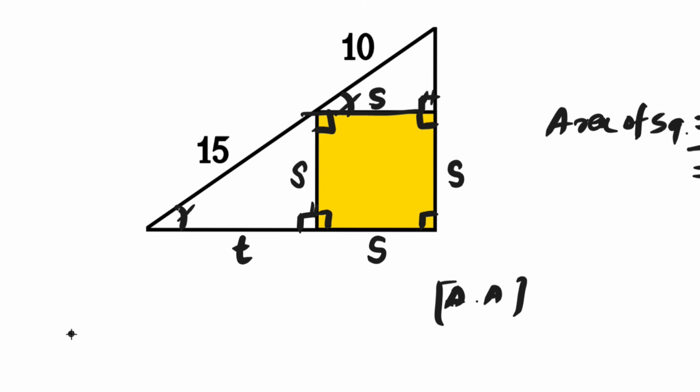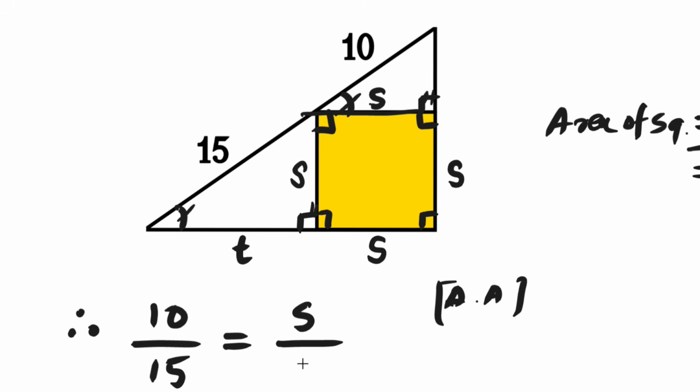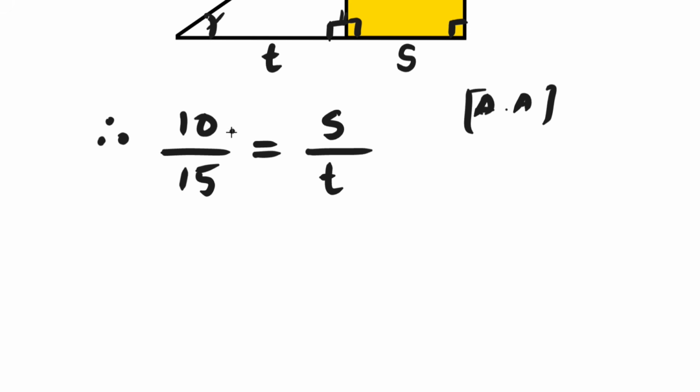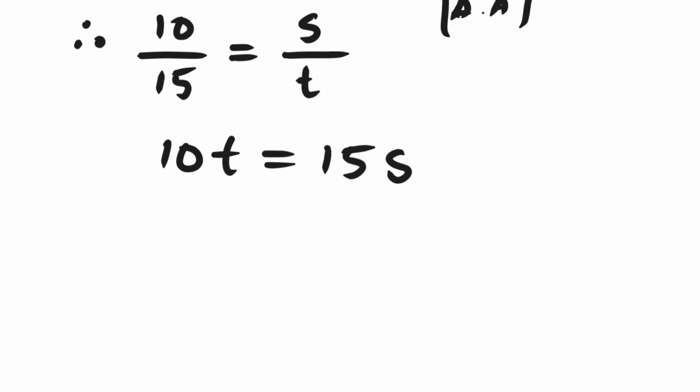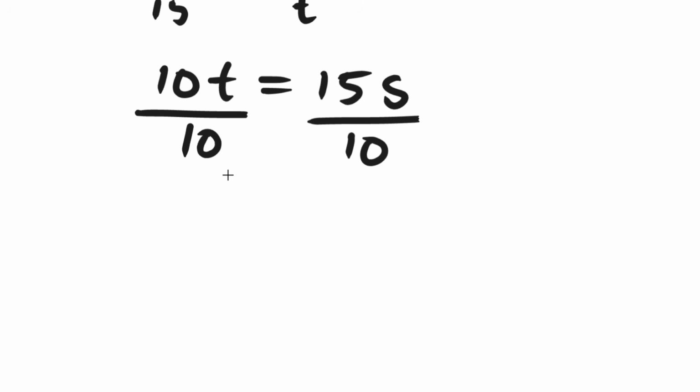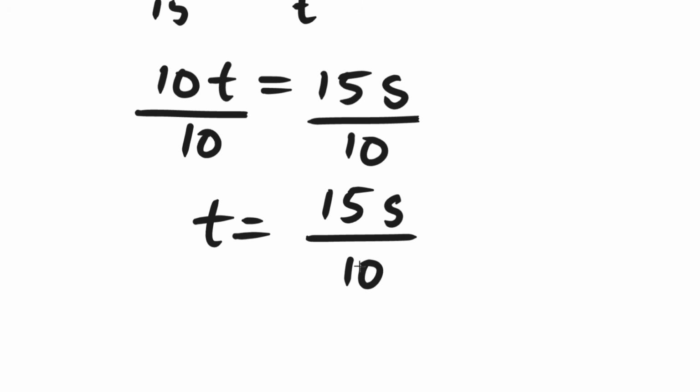Now let's use that property. The hypotenuse of the upper right triangle is 10 units, and the hypotenuse of the left triangle is 15 units. The side corresponding to s in the upper right triangle corresponds to t in the left triangle. Therefore, we can write the proportion 10 divided by 15 equals s divided by t. Let's cross multiply. 10 multiplied by t equals 15 multiplied by s. Now we want t by itself, so divide both sides by 10. This gives us t equals 15s divided by 10.